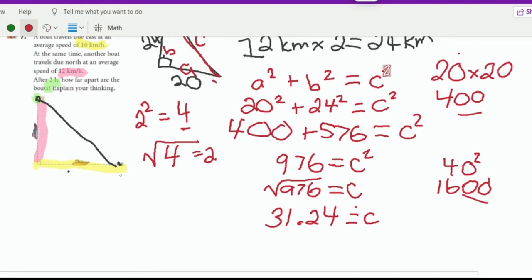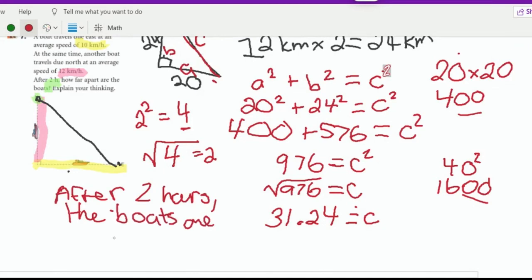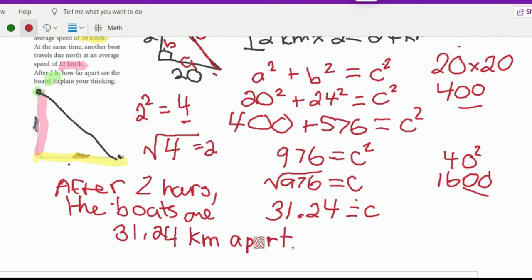So 31.24 is my answer, which means after 2 hours, the boats are, excuse my writing here, 31.24. Oh, sorry about that. Let's just fix that quickly. 31.24, but it's not enough to just write 31.24. I need to remember what my units were. So I'm going to look back at my question, and my units were both in kilometers. So I'm going to make sure I put that in. They are 31.24 kilometers apart. And that's my answer.